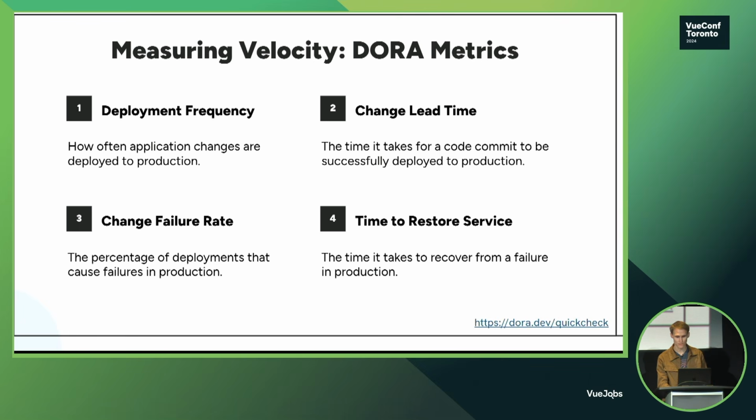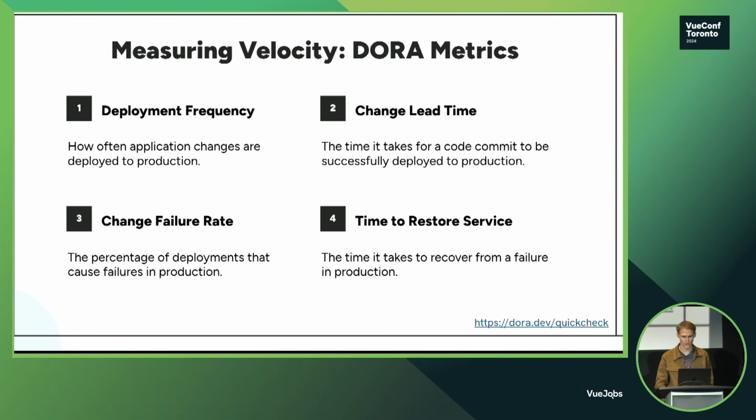Let's break these down. So the first one is deployment frequency. This metric is pretty straightforward. It's simply a measure of how often we're able to deploy code to production. The more frequently you're able to deploy code, the more often you're delivering value and hopefully new features to your users. Next, we have the lead time for changes.